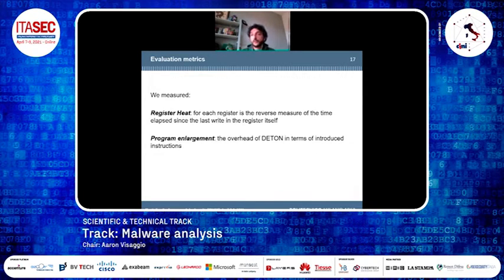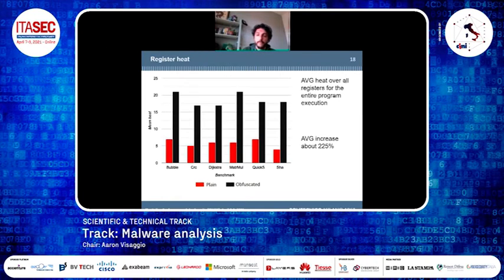What we measured, which are the metrics we measured. As an effectiveness metric, we defined the register hit, which is an inverse measure of the time elapsed since the last write in each register. So we are measuring how often a register is written. And as an efficiency measure, we calculated the program enlargement, which is the number of instructions that we added with respect to the original program.